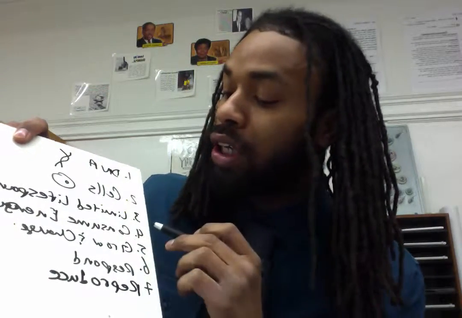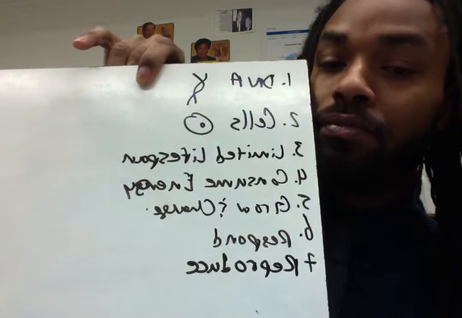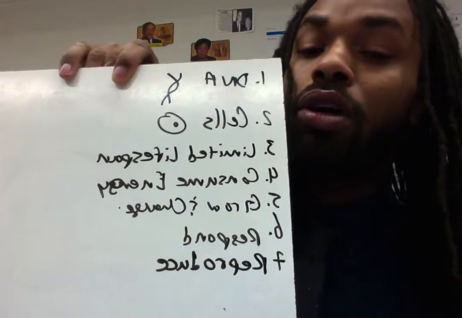So once again, to go over them, we have all living organisms have DNA. All living organisms have cells. All living organisms have limited lifespans. They consume energy. They grow and change. They respond to their environment. They reproduce.